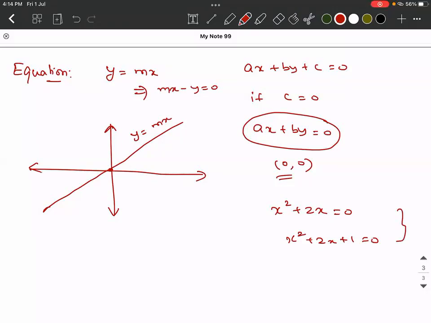So if the constant is not added, any equation will always pass through the origin. For example, x cube plus 2x is equal to 0 will pass through the origin, whereas x cube plus 2x plus 5 is equal to 0 will not pass through the origin because you have a non-zero constant added here. You have to understand this is a very, very generic rule in mathematics. I said a non-zero constant.